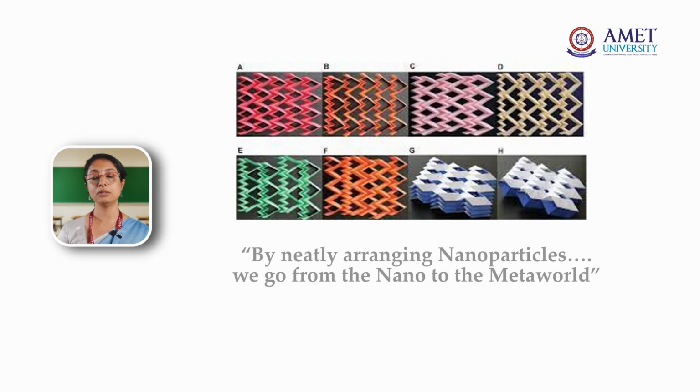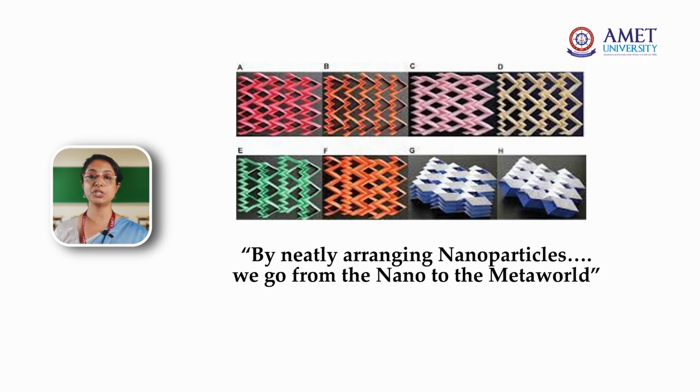Here, metamaterials are completely artificial materials. You take the same nanomaterial and arrange it in a particular pattern. This gives rise to further new properties for the same material. So such materials which are artificially designed to suit our applications are called metamaterials.